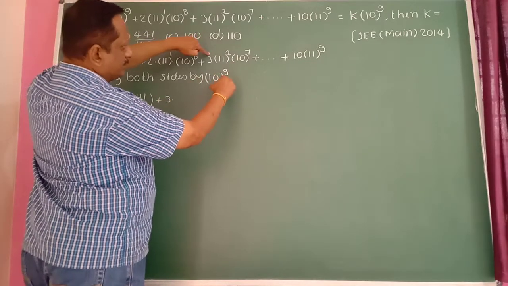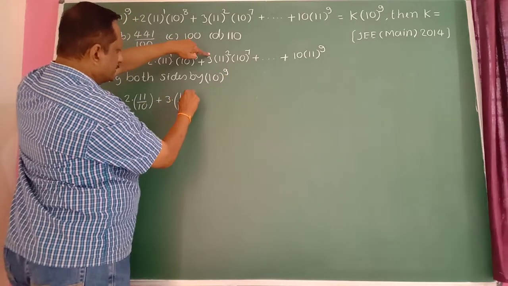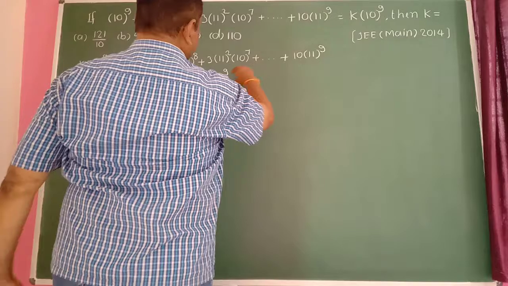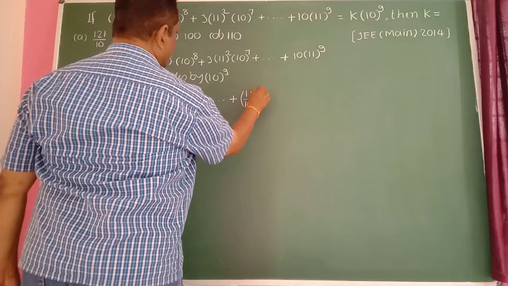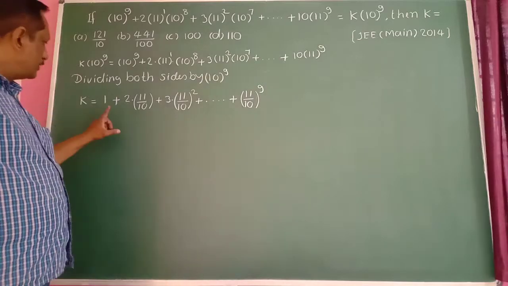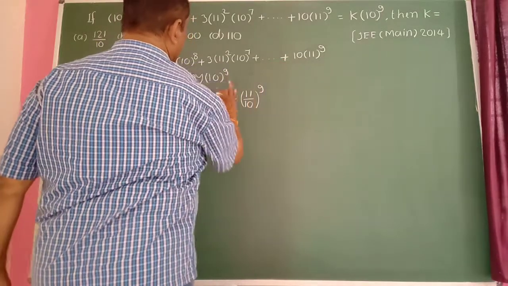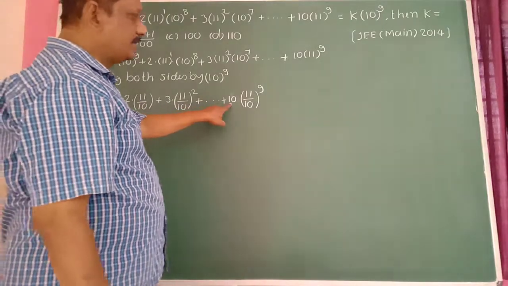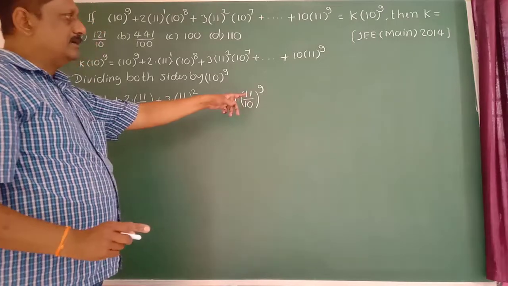therefore you can write 11 upon 10 the whole square, and continue like that, plus 11 divided by 10 raised to 9. So this is an AGP, because 1, 2, 3 and so on. 10 is there, so write here 1 plus 2, 3, 4 up to 10, these are in the AP. 11 by 10, 11 by 10 square, 11 upon 10 raised to 9, they are in the GP.